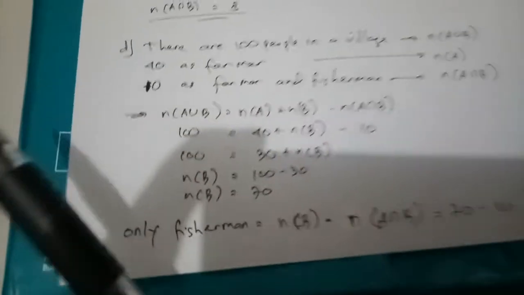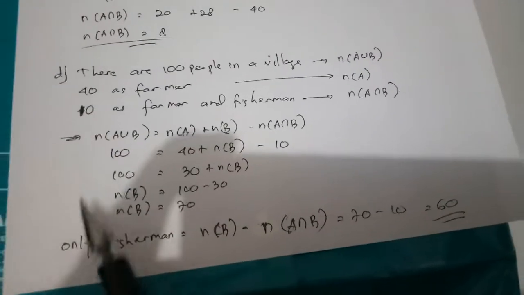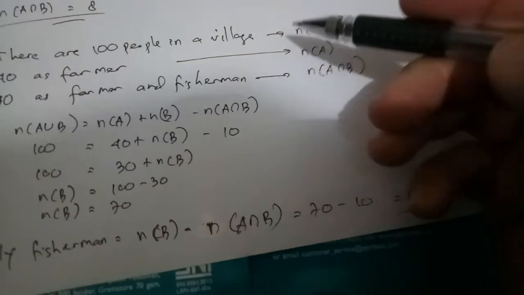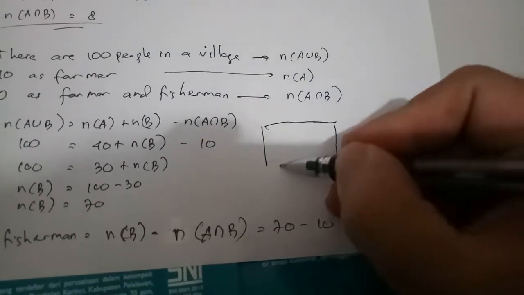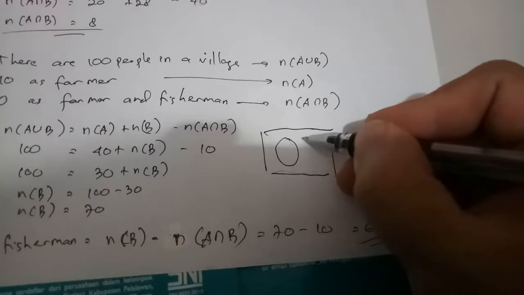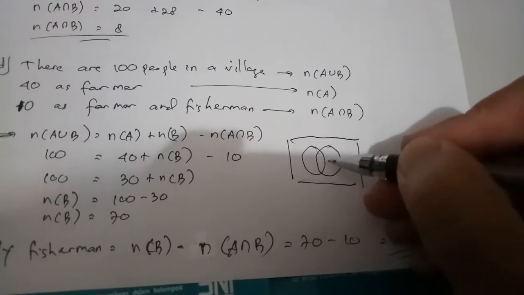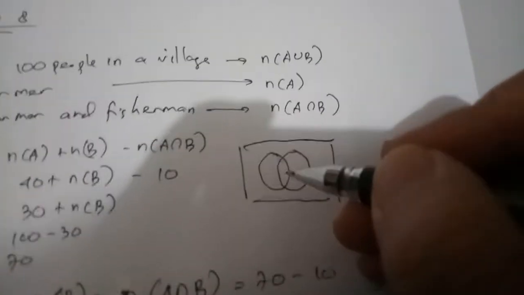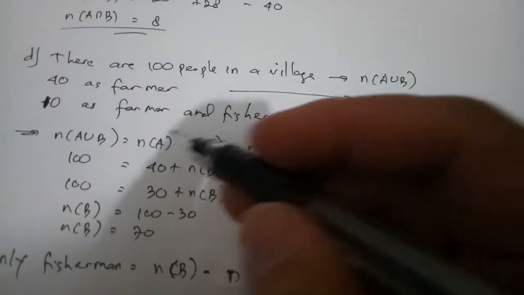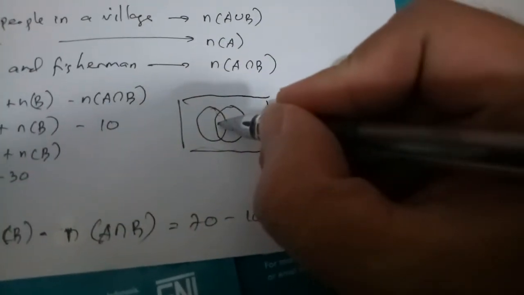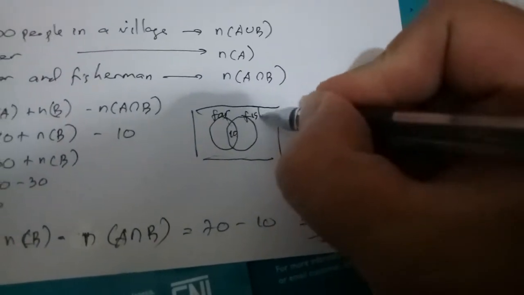So the question is, how many villagers are only fishermen? If I draw it as a Venn diagram, it will look like this. So we have this, right? All of them are 100, which means that if I combine all of them, it should be 100. So the first thing that you must write is the intersection in here. What you know is that farmer and fisherman is 10, right? Let's say this is farmer, this is fisherman, right?